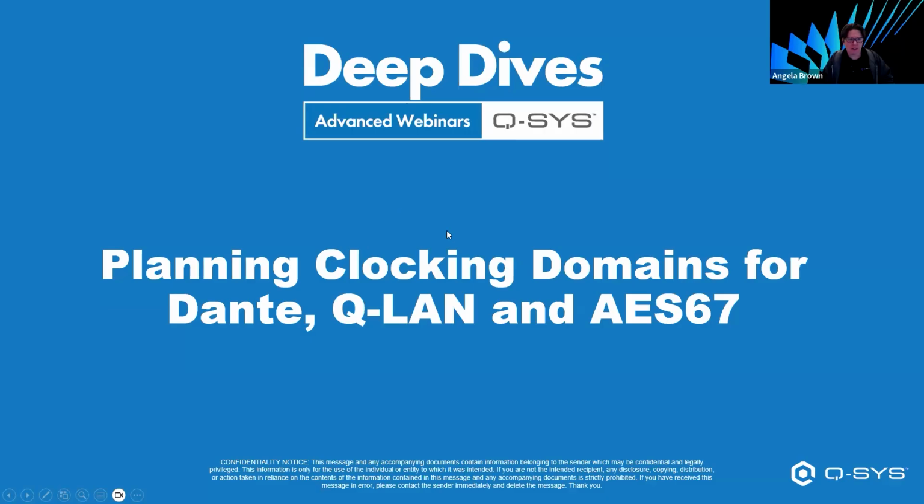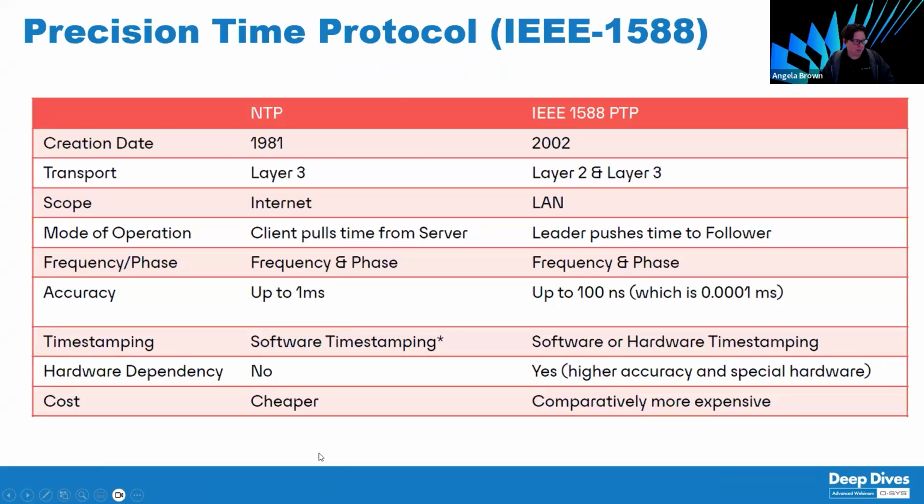So getting into this, we're going to talk a little bit about what PTP is. There are two really big time protocols out on the interwebs, as it were: the Network Time Protocol and the Precision Time Protocol. Network Time Protocol has been around since 1981. A couple of really big things: it is always software timestamping, the accuracy is only about a millisecond, and the client pulls time from a server. In other words, time is not really created. You have a time server that hosts that time for all the devices that are connected to it.